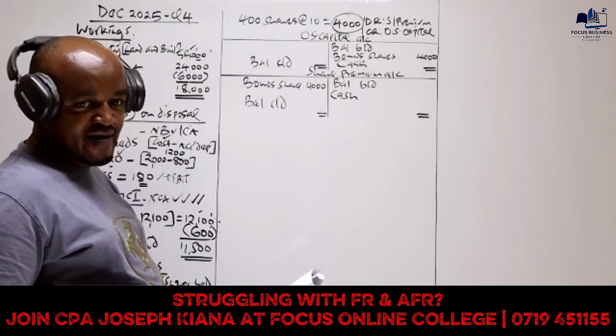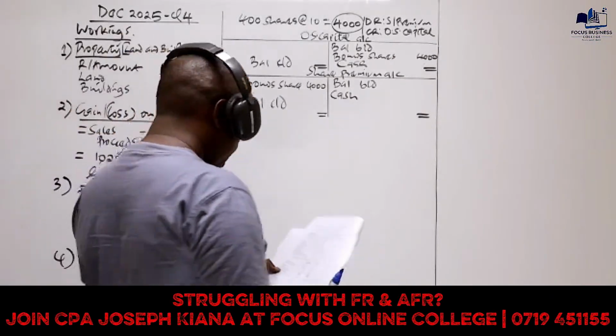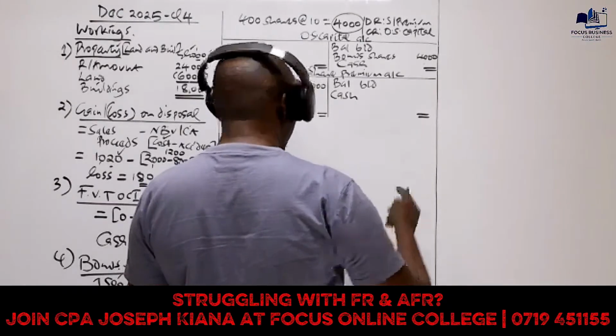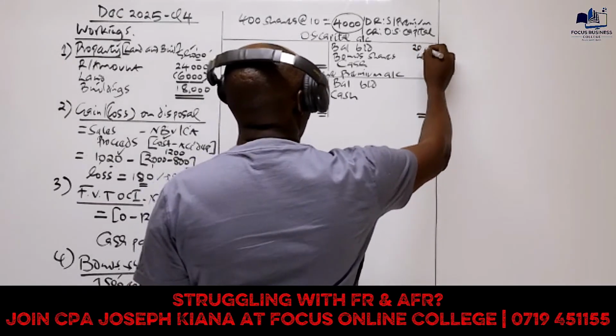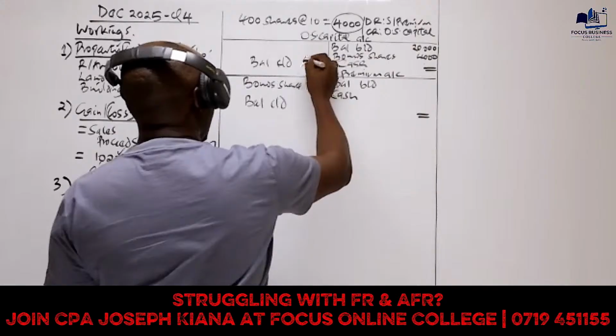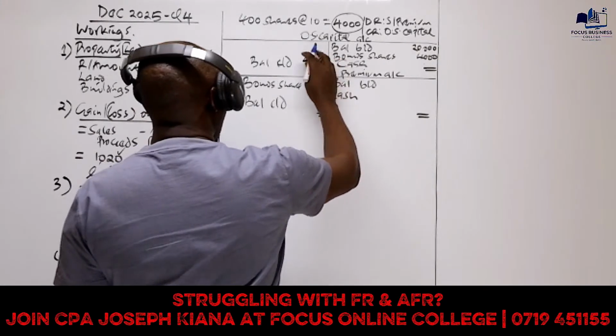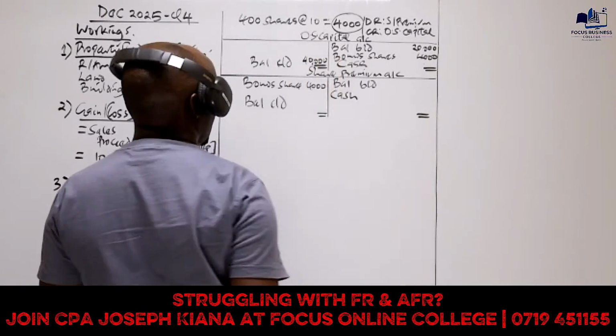We get this from the balance sheet at the equity. From the balance sheet at the equity, the ordinary share capital at the start was 20,000. At the end was 40,000.